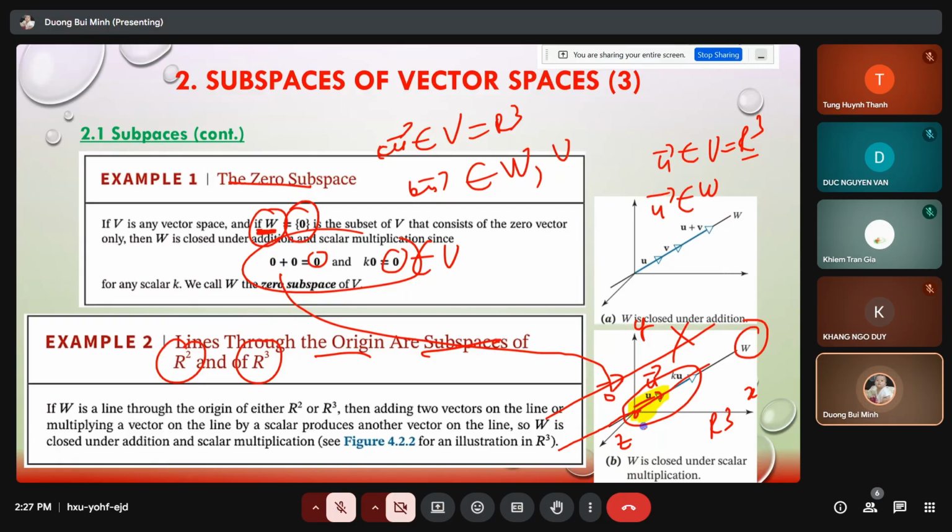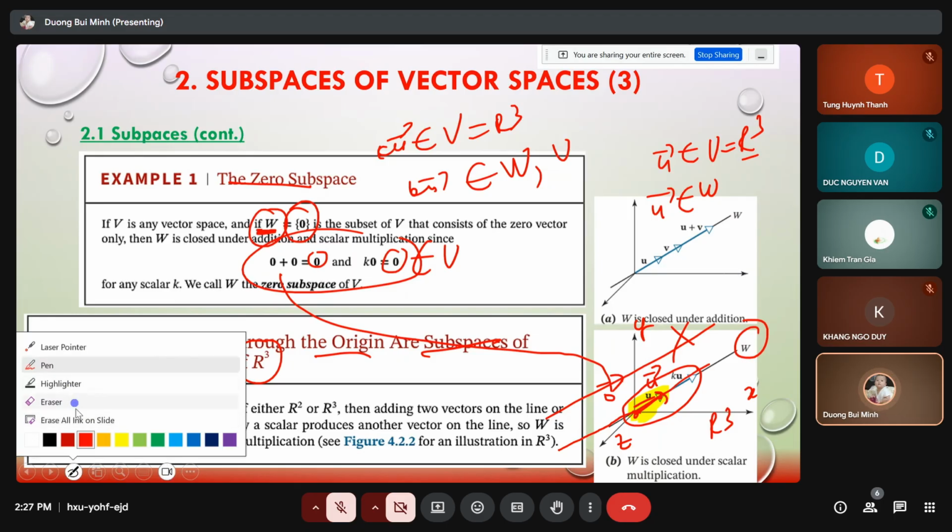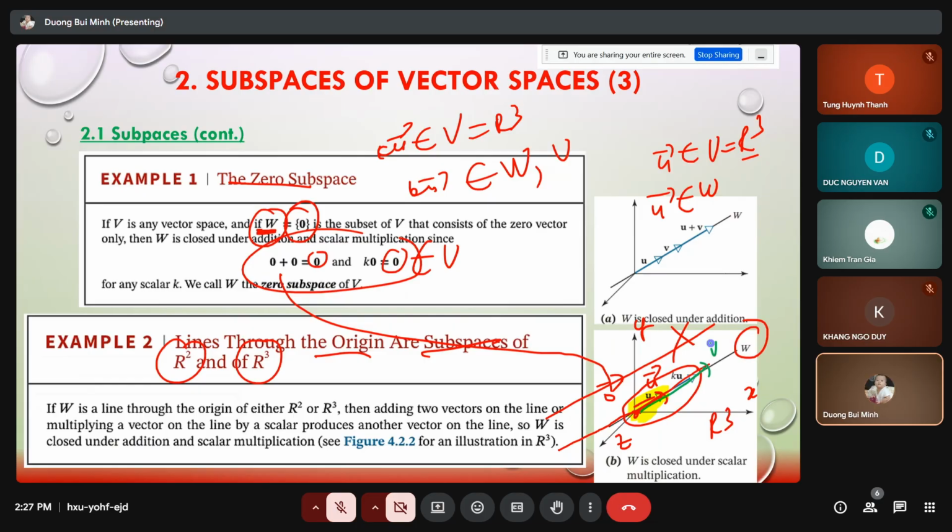So if we have vector u here and vector v here, then u and v belong to W. If we add u plus v, they are in parallel, so u plus v also belongs to W, and u plus v also belongs to vector space V. Do you understand what I mean? Okay, look.